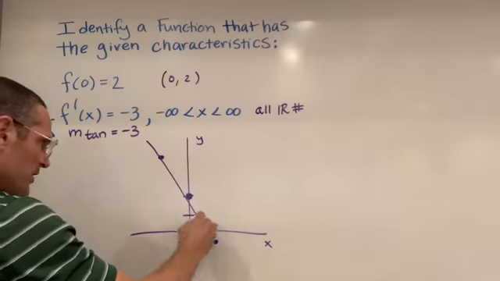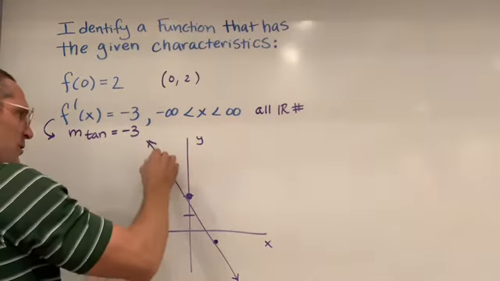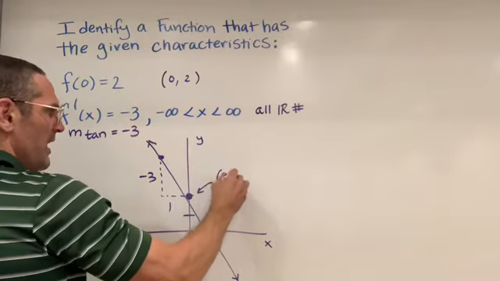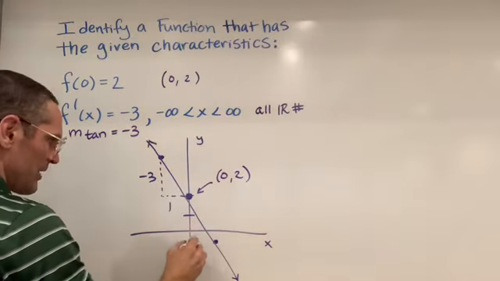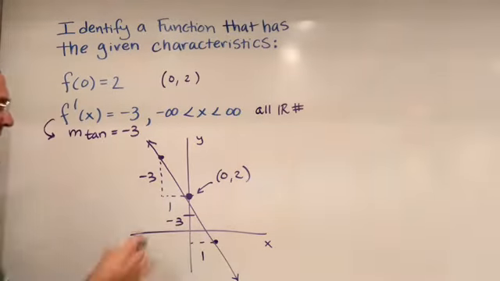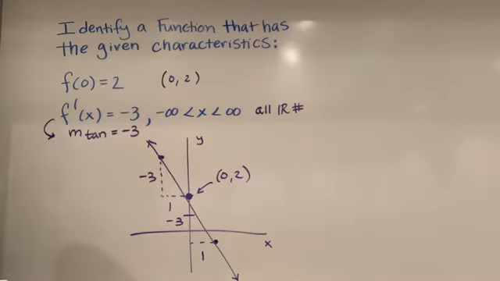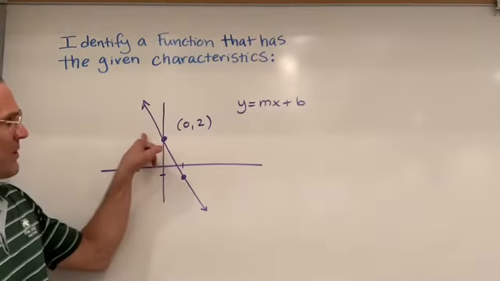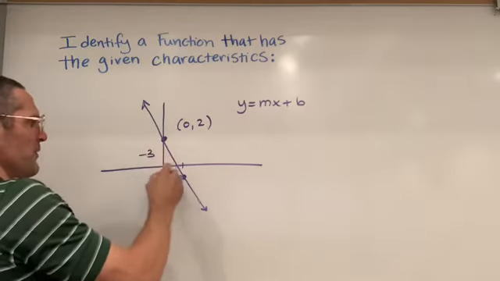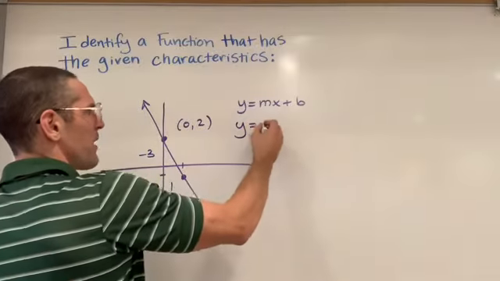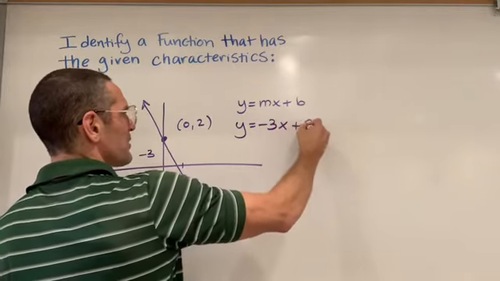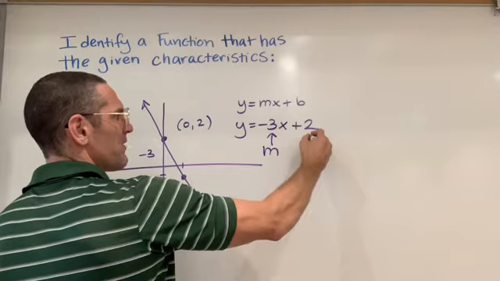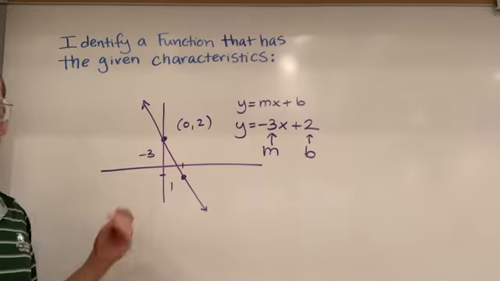So our function looks like this. Notice down 3 over 1, -3 over 1. A y-intercept at 2. Again, down 3 over 1. This function satisfies these conditions. So if we're asked to find the function that goes through 0, 2 and has a slope of -3 over 1, I would say this is y equals -3x plus 2. Notice, there is my slope, m, and there is my y-intercept, b, 2. So that would finish that problem there.